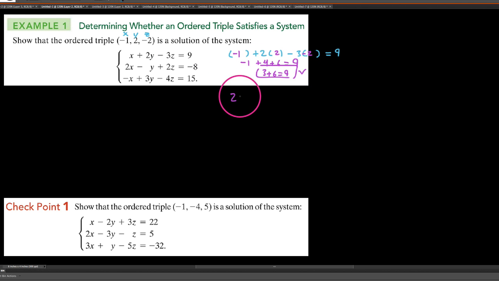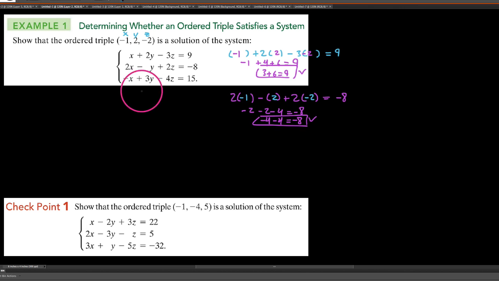Looking at the second equation, we have 2 times x minus y plus 2 times z equal to -8. We're still going to plug in this -1, 2, -2 ordered triple and verify it equals -8. So we get -2 minus 2 minus 4, which is -8. I'm going to stop there and say, yes, that does check out. Then our last equation has this negative in front of our x, so we put a negative out in front of parentheses here, plus 3y minus 4z is 15.